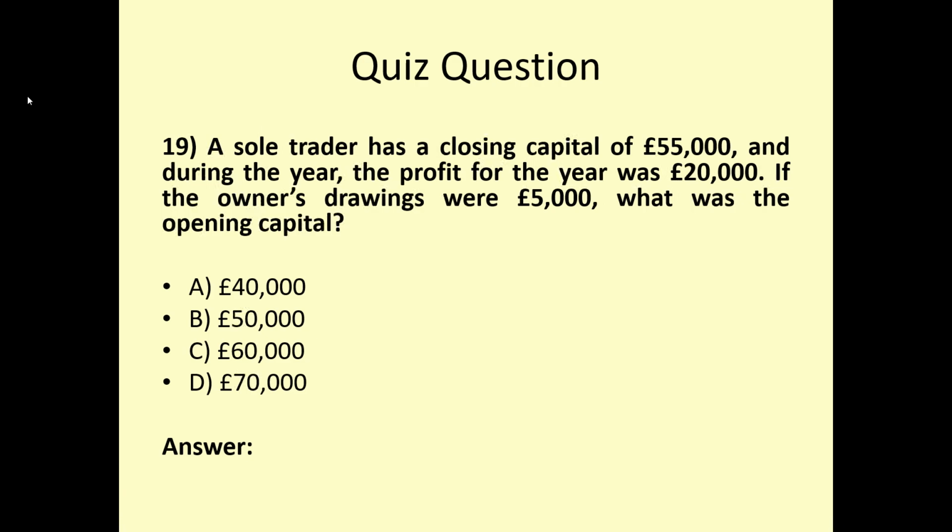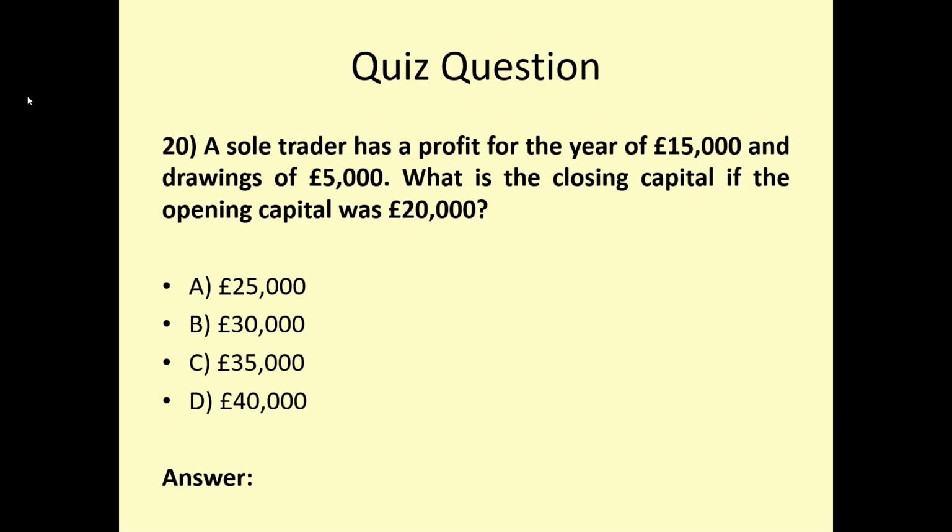Question 19. A sole trader has a closing capital of £55,000 and during the year, the profit for the year was £20,000. If the owner's drawings were £5,000, what was the opening capital? Would it be A. £40,000, B. £50,000, C. £60,000, or D. £70,000?